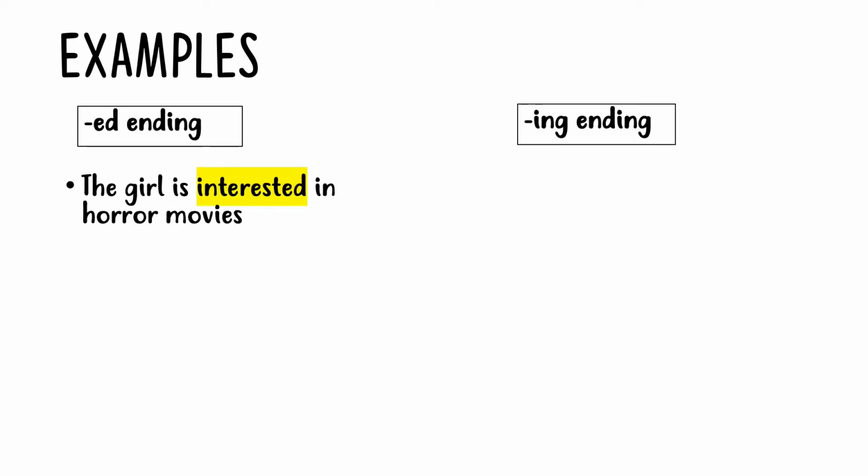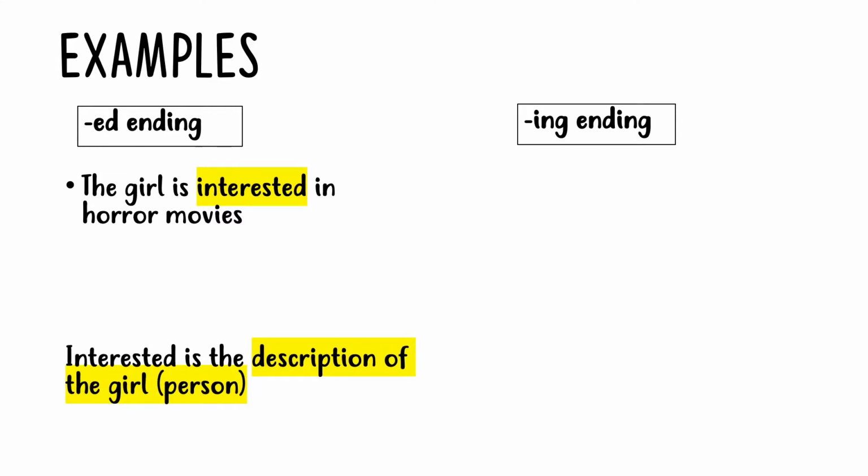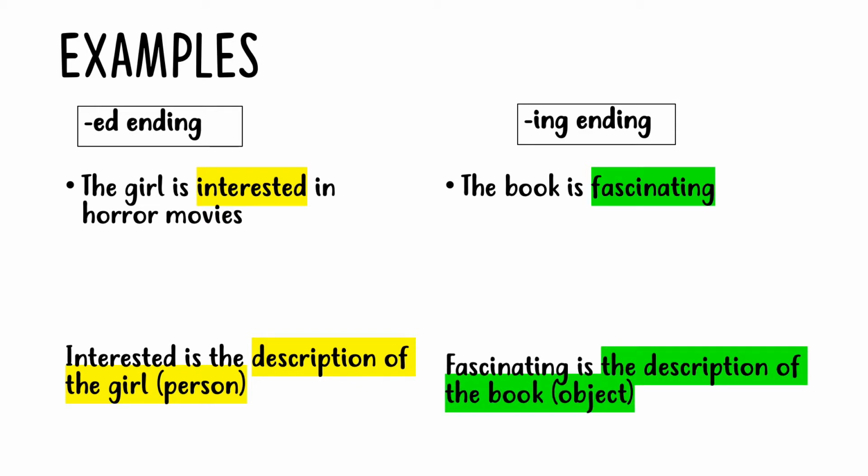Now, let's see some examples of these adjectives. With ed ending, the girl is interested in horror movies. Interested is the description of the girl, the person. With ing endings, the book is fascinating. Fascinating is the description of the book, an object. Can you use some of these adjectives with emojis to write a short story?